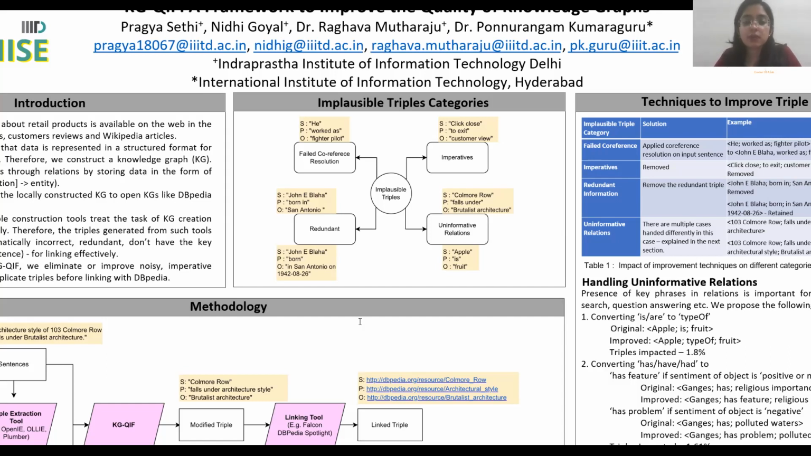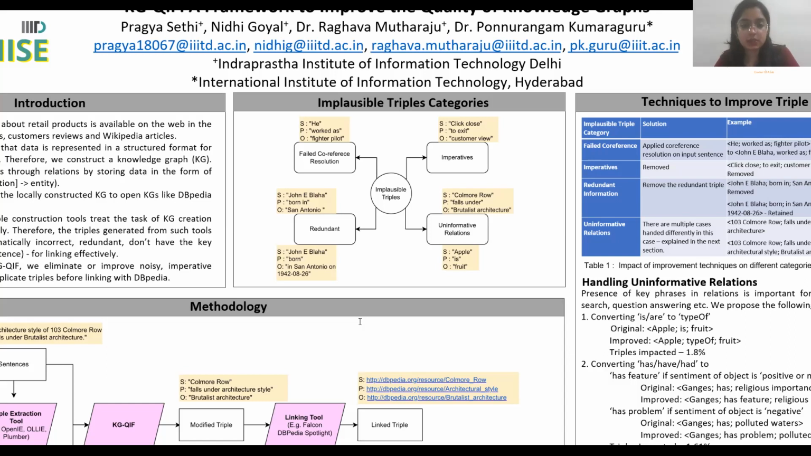The category uninformative relations include the triples whose relations do not contain meaningful key phrases that can be used to link them to corresponding relations in open knowledge graphs. For example, "is" and "falls under" in the two triples that are shown on the screen do not include any key phrases that can be linked to corresponding DBpedia and Wikidata entities.